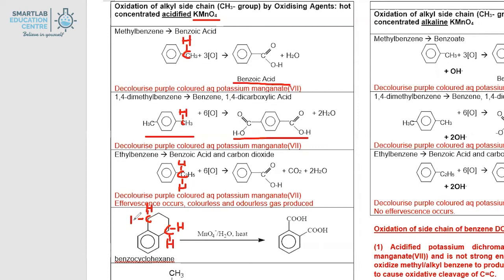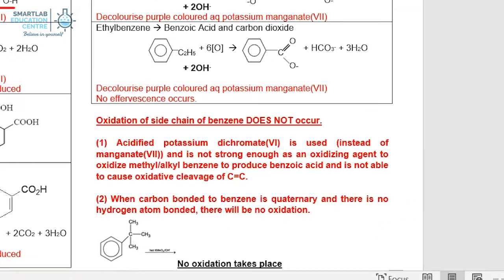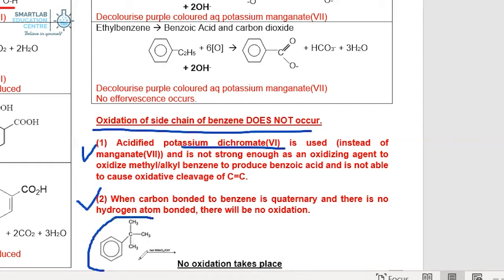So when that reaction takes place, the KMnO4 will be decolorized and used up. It's important to take note of the 2 points indicated down here. First, potassium dichromate is not strong enough as an oxidizing agent to oxidize this alkyl benzene to produce your benzoic acid. The second point is that if you have a structure whereby this carbon is locked by another 3 C, like I mentioned earlier, if the carbon that immediately bonds to benzene does not bond to any hydrogen, then in that case there will be no oxidation.